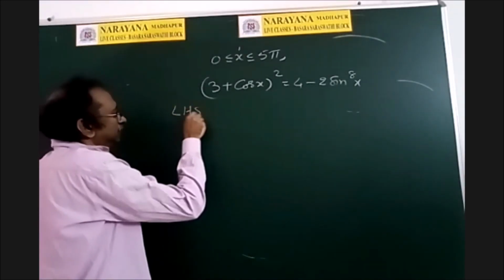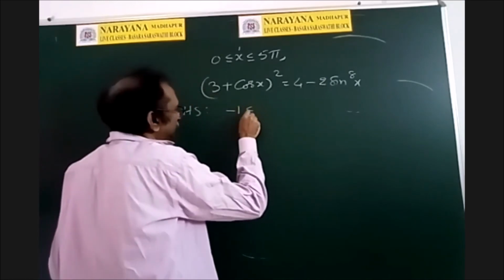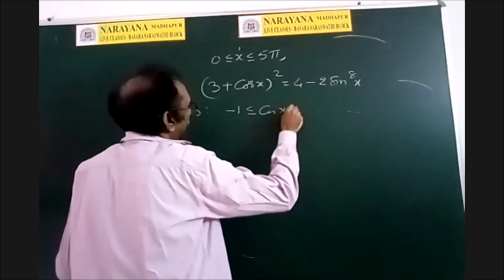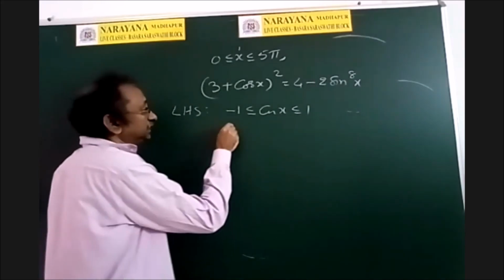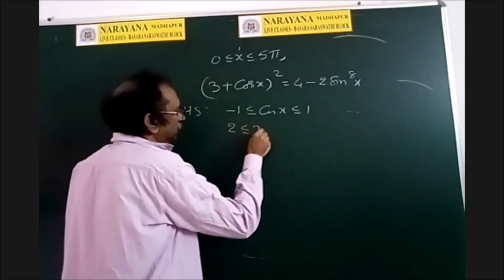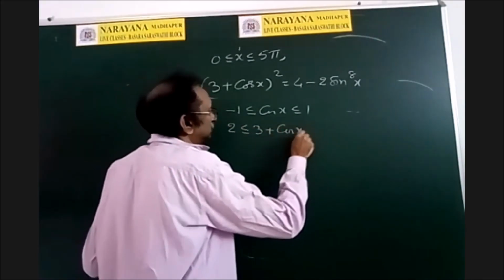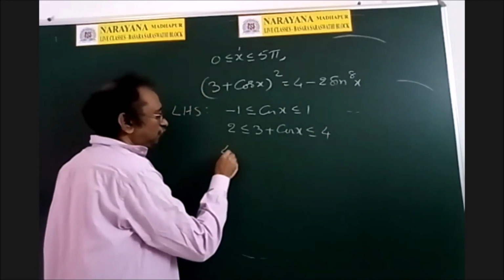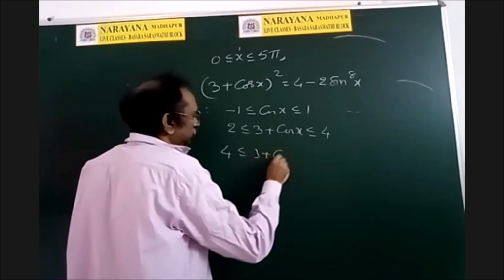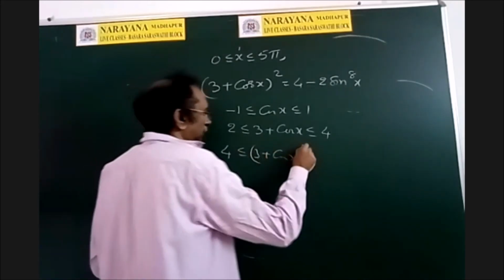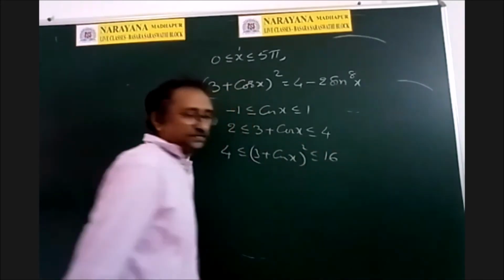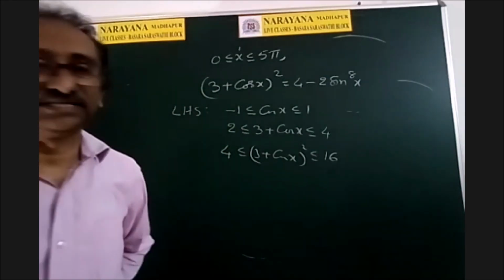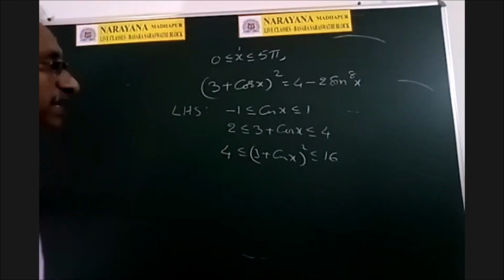Left hand side: cos x lies between −1 and +1. Add 3: 2 ≤ 3 + cos x ≤ 4. Squaring: 4 ≤ (3 + cos x)² ≤ 16. So remember, the left hand side lies between 4 and 16.